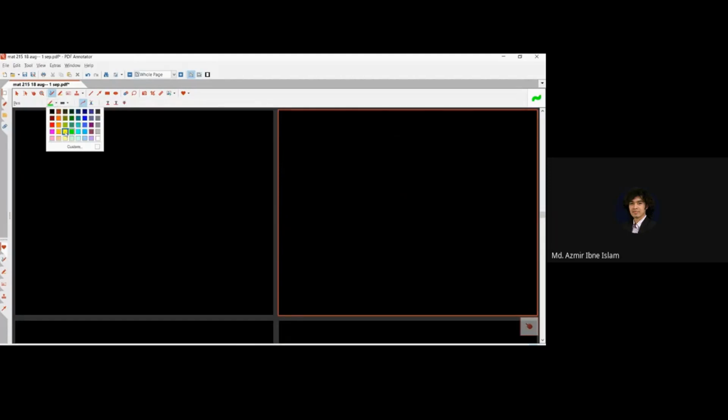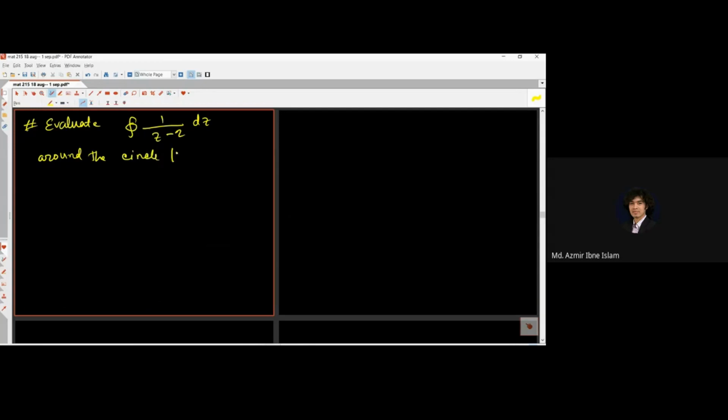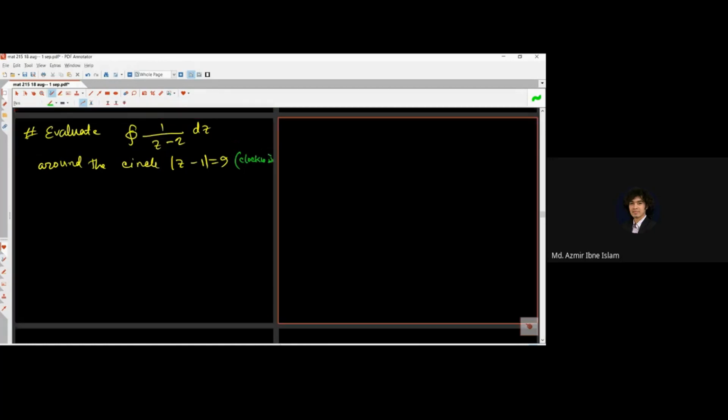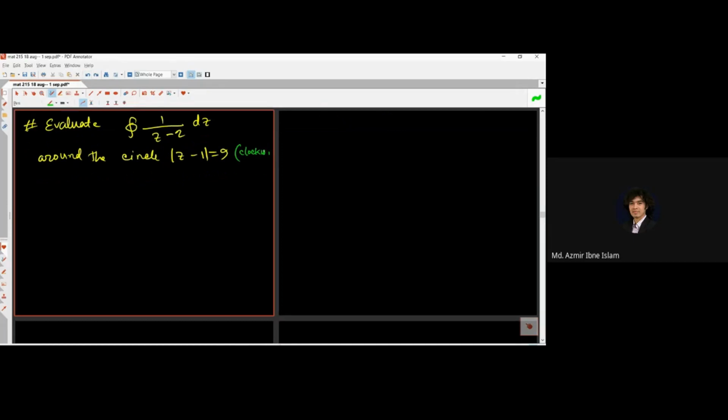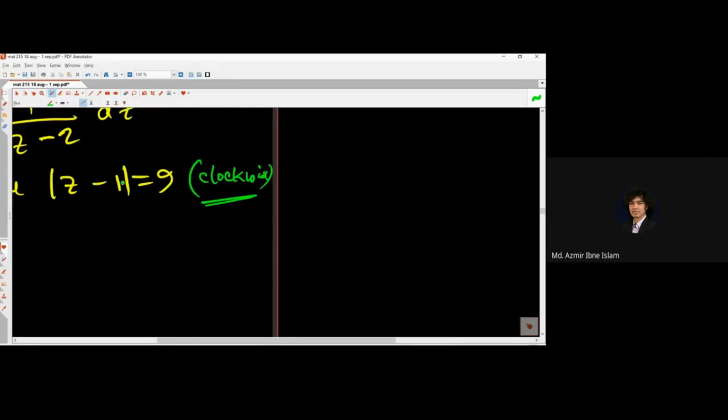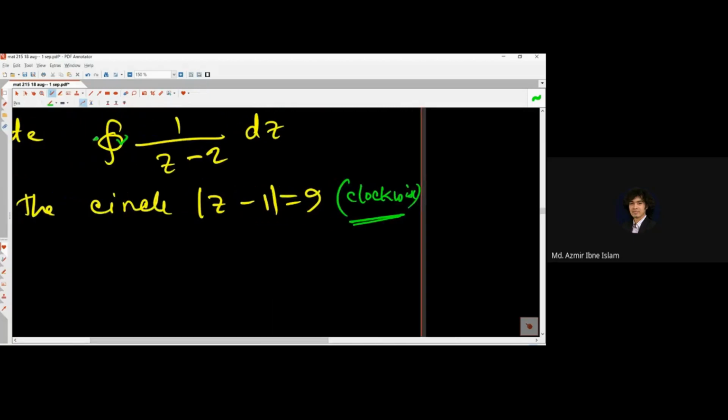Okay. Let's say we have to evaluate the integral of 1 over z minus 2 dz around the circle |z - 1| = 9, and this time let's say we have clockwise direction. The direction may be defined here or it will be here. Try to have a look at the circular path. The direction may be given here also.